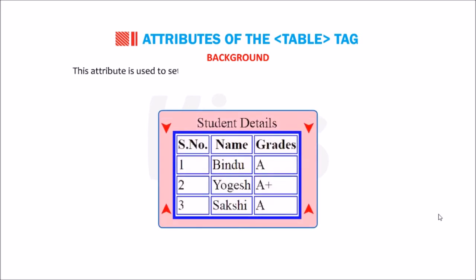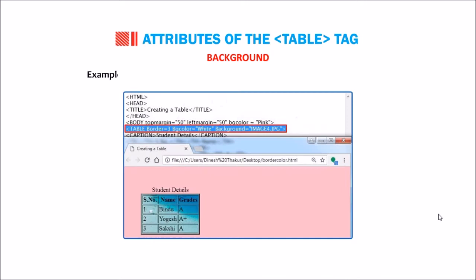Background. This attribute is used to set the background image for the different parts of a table. Example: table border equals 3, background color equals "white", background equals "image4.jpg".